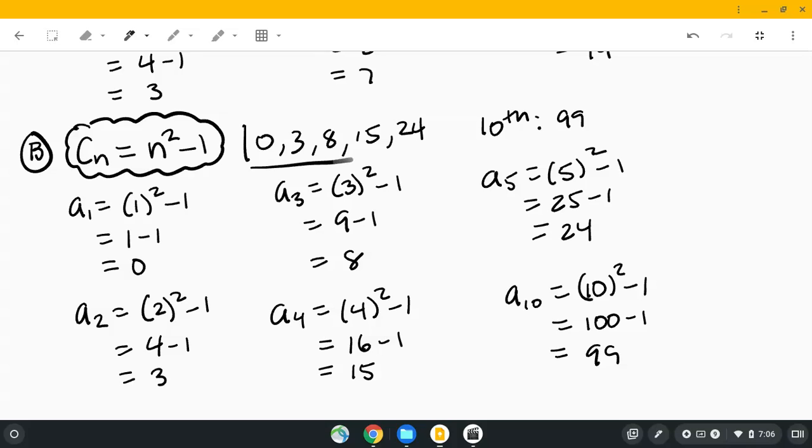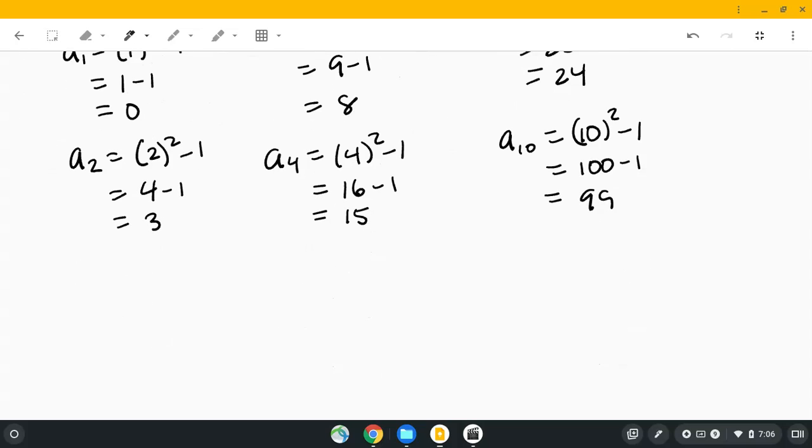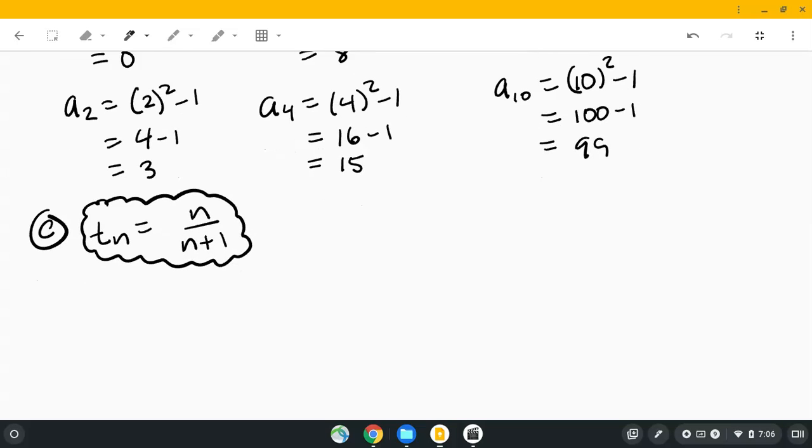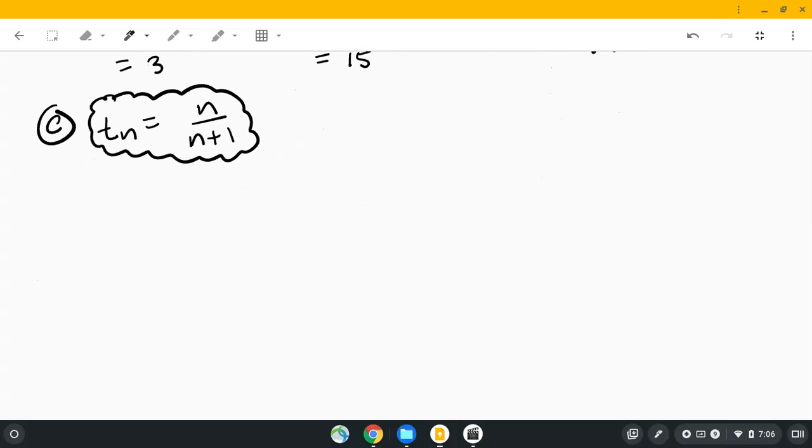Go ahead and try it for this one over here. Suppose that your nth term formula is n over n plus 1. Go ahead and try these and come back and check your answers here. Hit the pause button. All right, so A1, we get 1 over 1 plus 1.